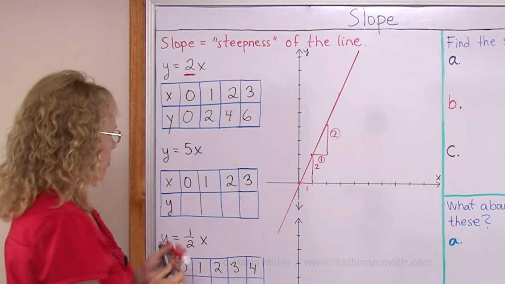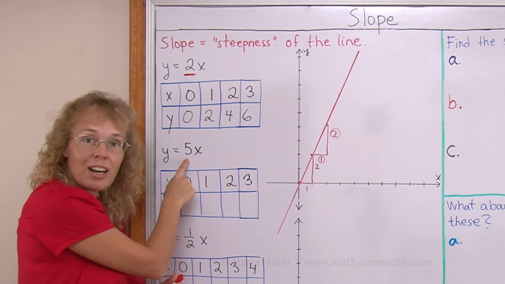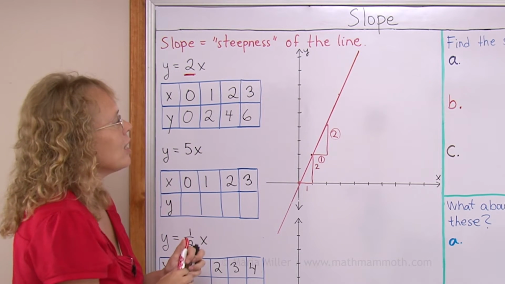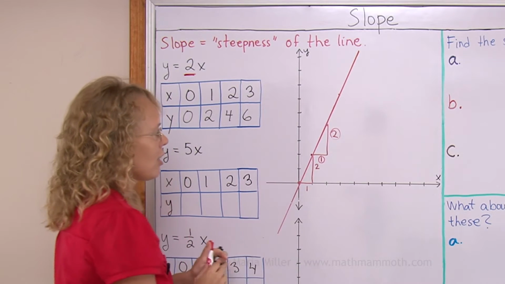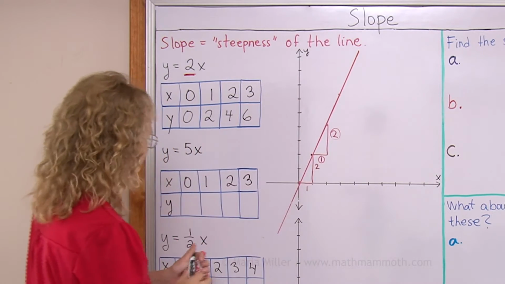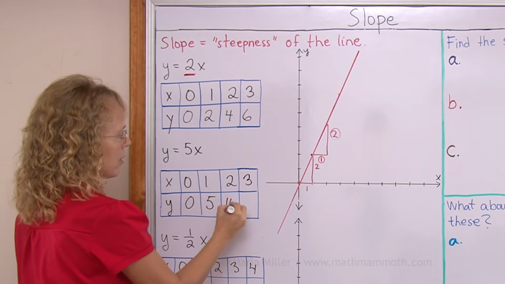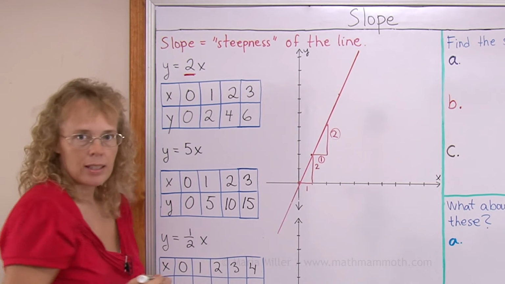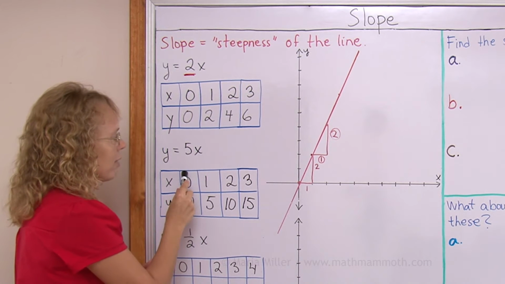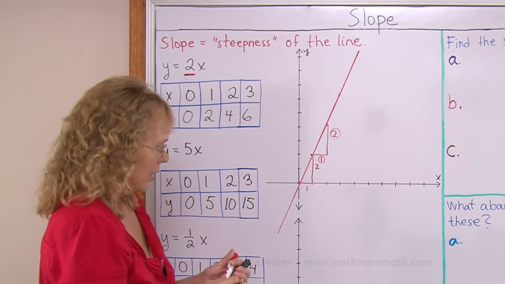Now let's look at this one, y equals 5x. You can see from the equation the slope is 5, or the steepness is 5. We will expect to see a line that is much steeper than this one. It's going to be going vroom, really steeply. And I get these points here. In this table you can see that whenever x increases by 1, y increases by 5.